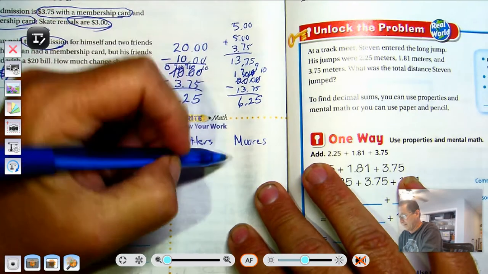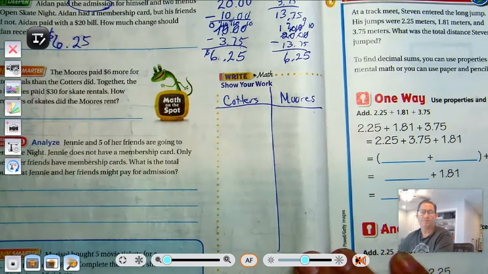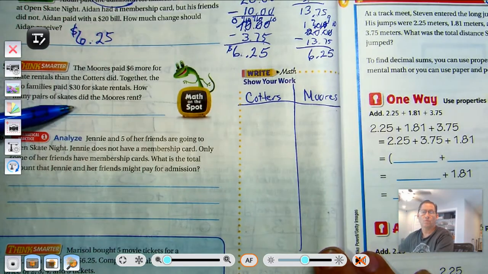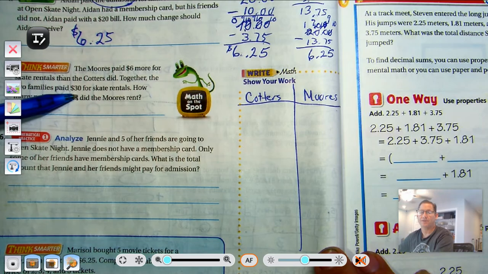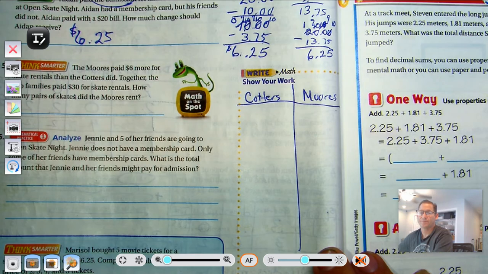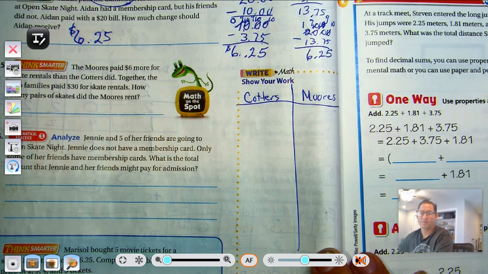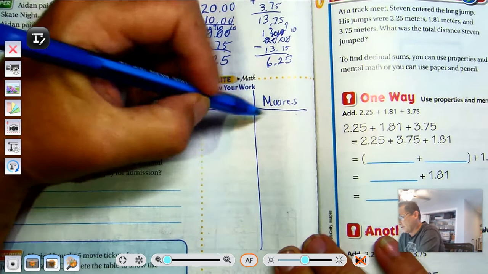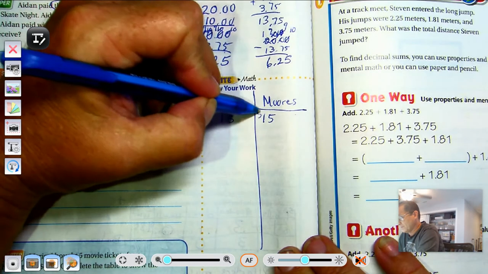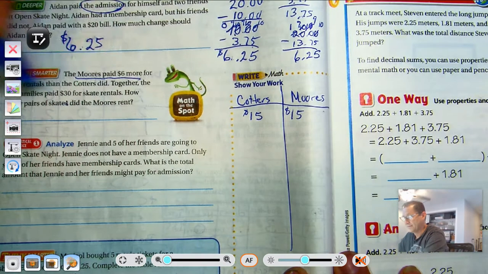If I was drawing kind of like a table idea. If they had an equal amount, what would they have paid for the skate rentals? So what's 30 divided by 2? What's half of 30? Well, 10 and 10 is 20. So we'd have to split 10 more dollars, right, between the two of them. So it would be 5 more. So $15 each. Okay, well, we know that's not true, though, right? Because it says the Moores paid $6 more.